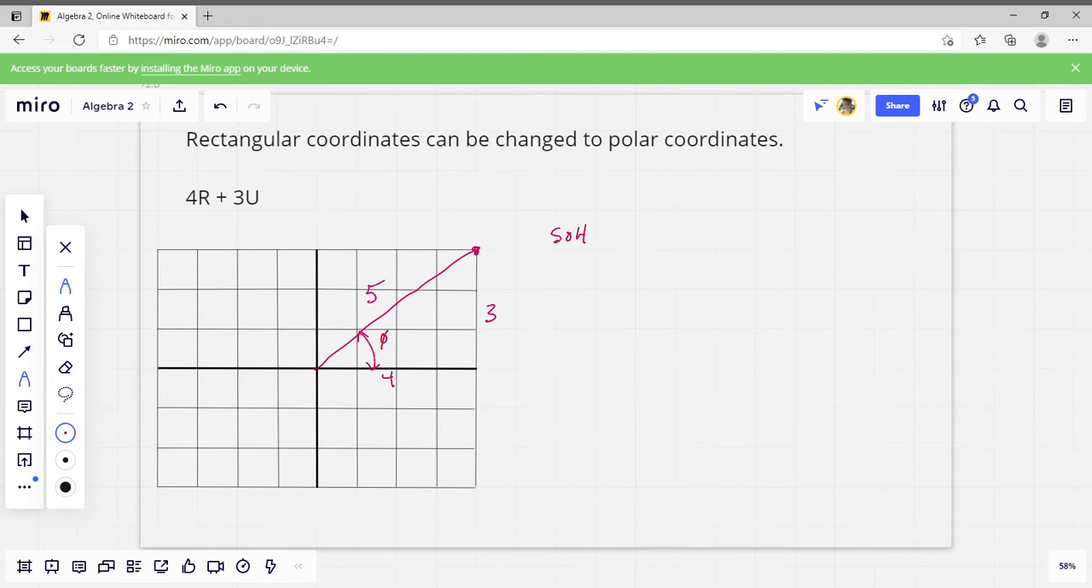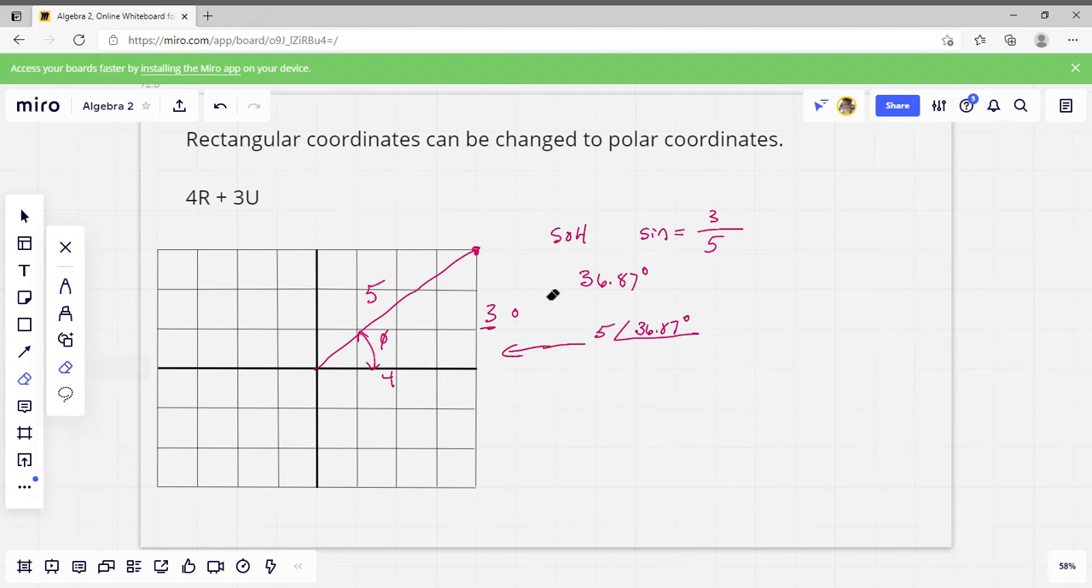We could use any one of these since we've already found 5. So we could say sine equals opposite over hypotenuse, which is 5. Here's our opposite. And then we would just divide that and find the inverse sine of that, which would be 36.87 degrees. So you'd write that as 36.87 degrees.